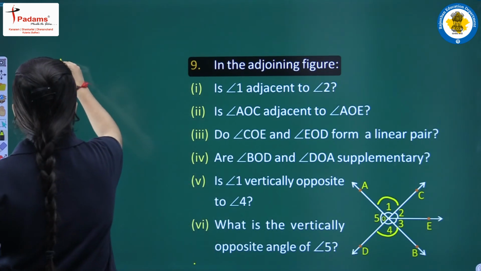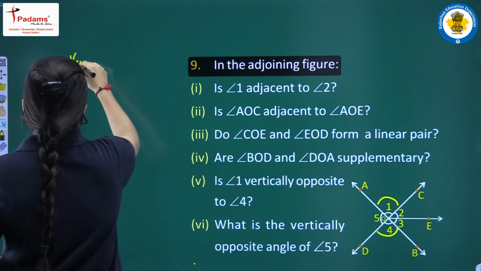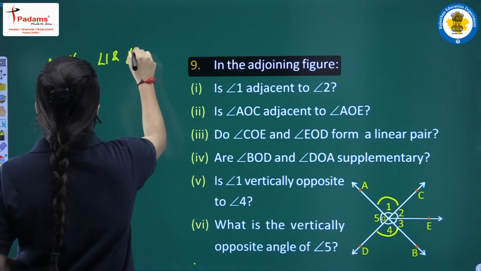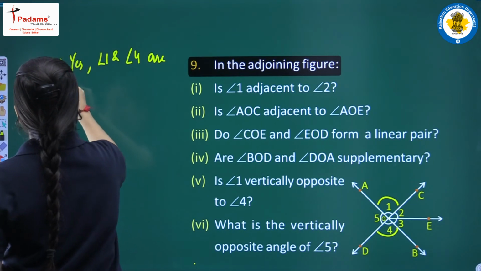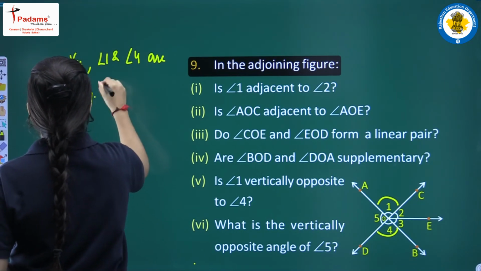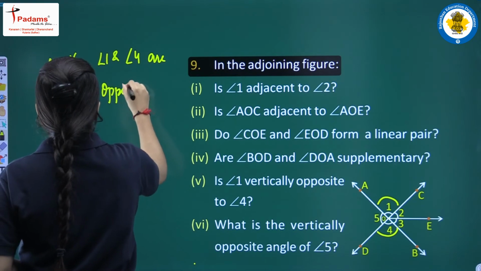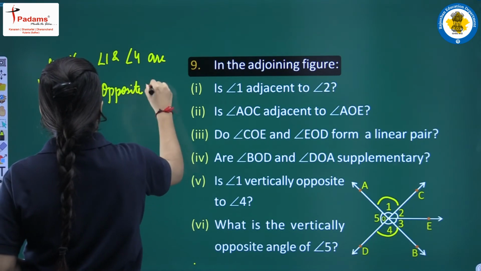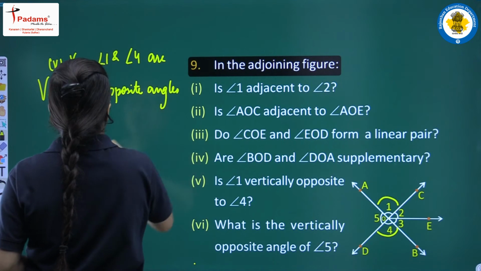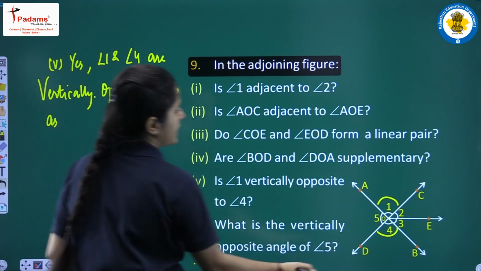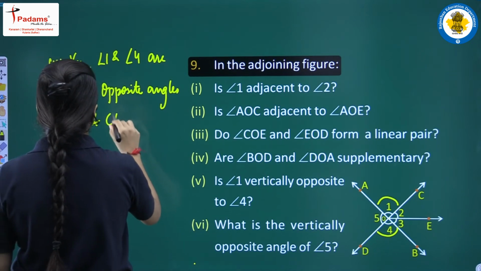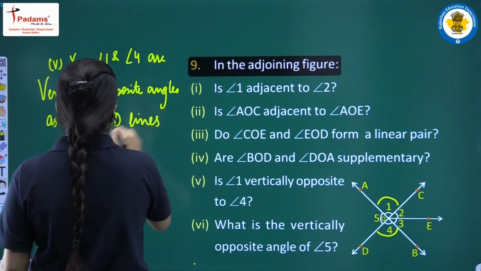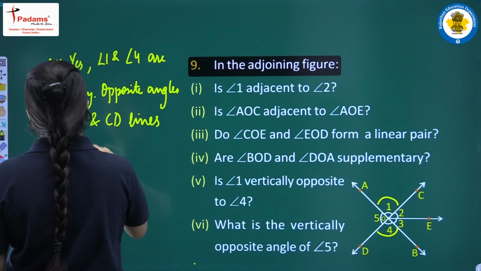So write it like, yes, angle 1 and angle 4 are vertically opposite angles as which lines? AB and CD lines are intersecting at O.